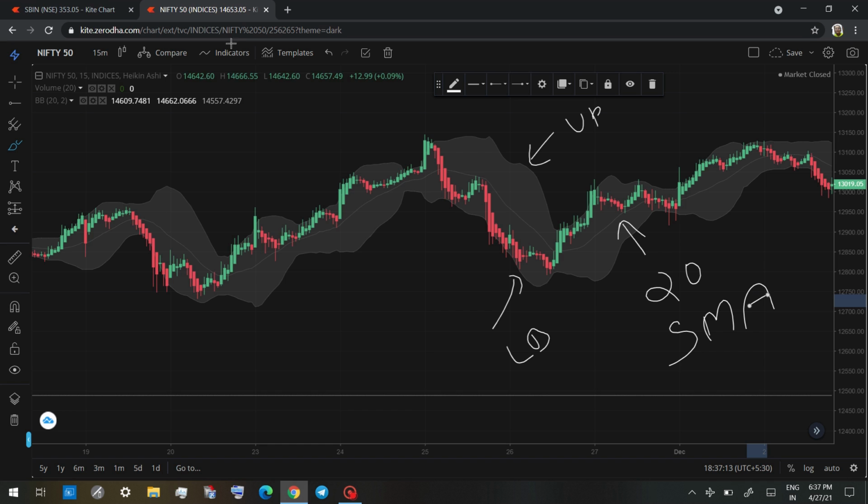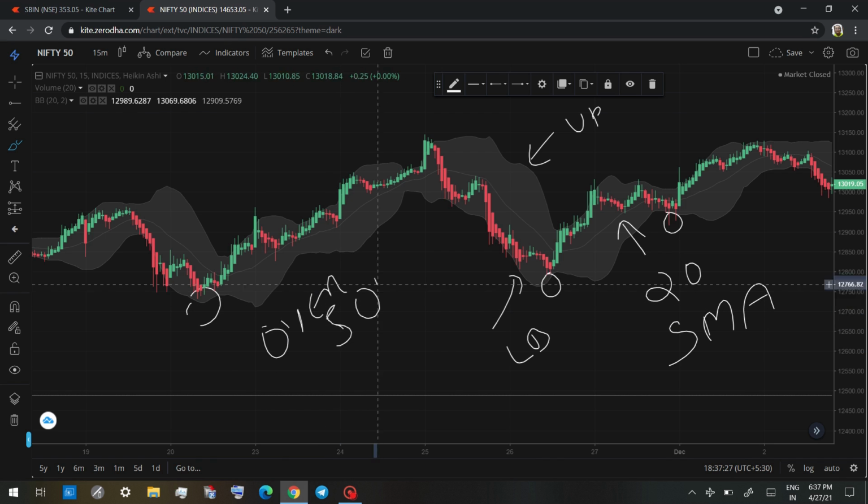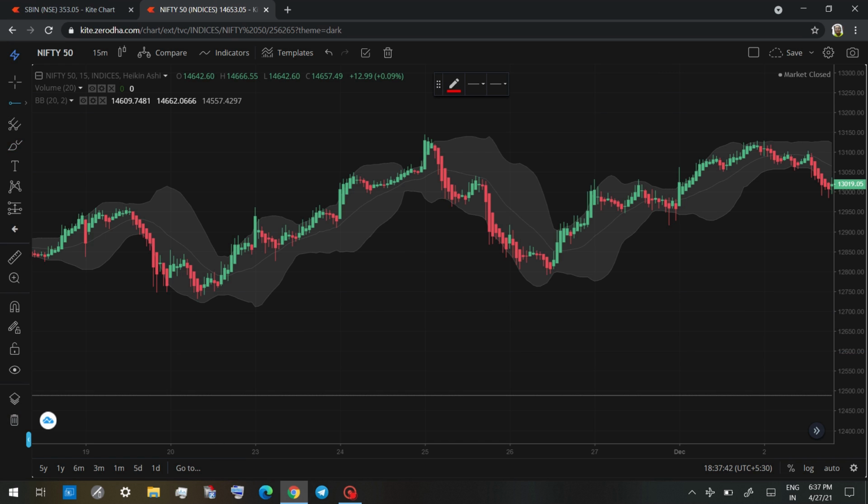Whenever the price touches the lower band area, it's known as oversold. You can go for a buy position, but only if it didn't break the previous low. Just draw a trend line for marking a previous low.